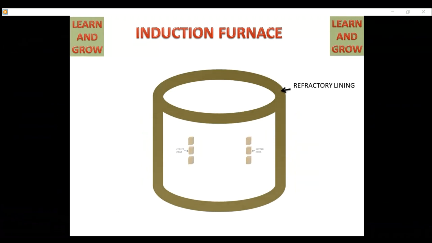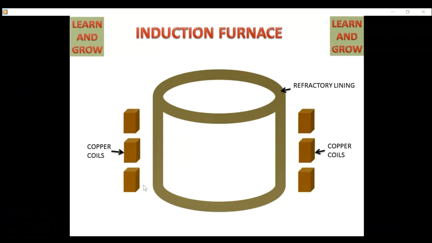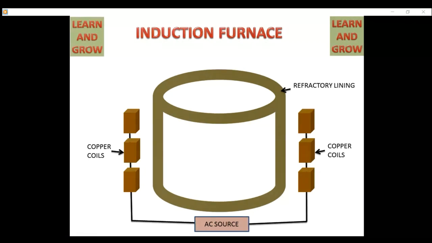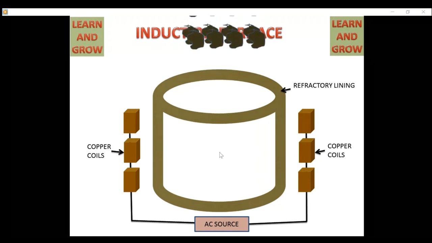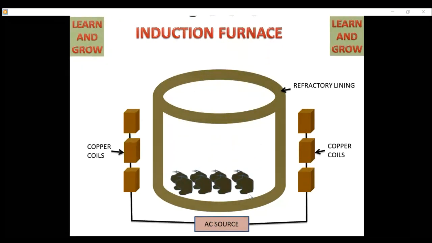This is a furnace. This is a coil around the furnace. You connect with the electricity. Then electricity will pass through the coil. This is the charge. We are charging the furnace. Charging means raw material and the flux. Is it clear? When you say charging, it means both raw material and flux.